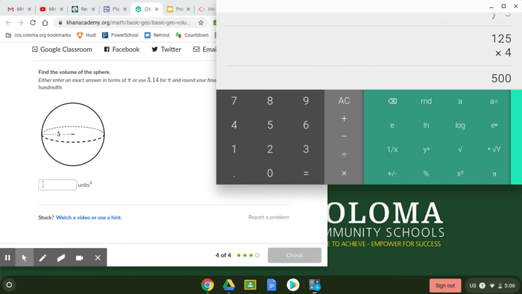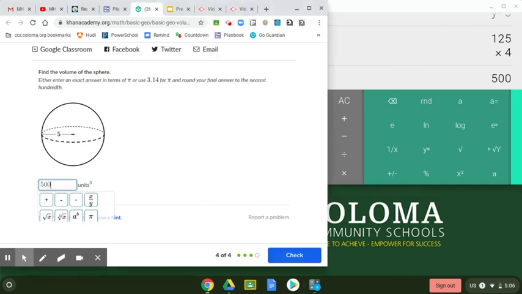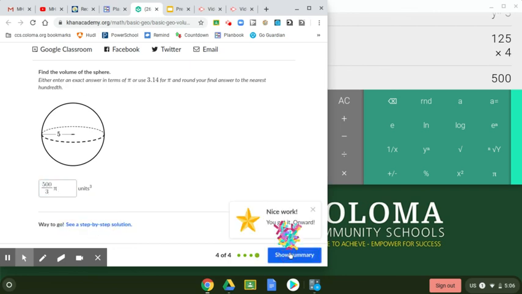So right now I can type in 500 over 3, and then I still need to be multiplying that by pi. Hopefully that helps you out quite a bit.